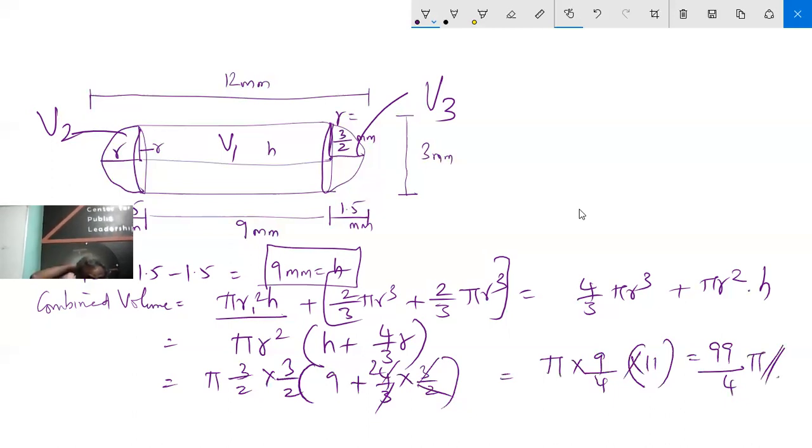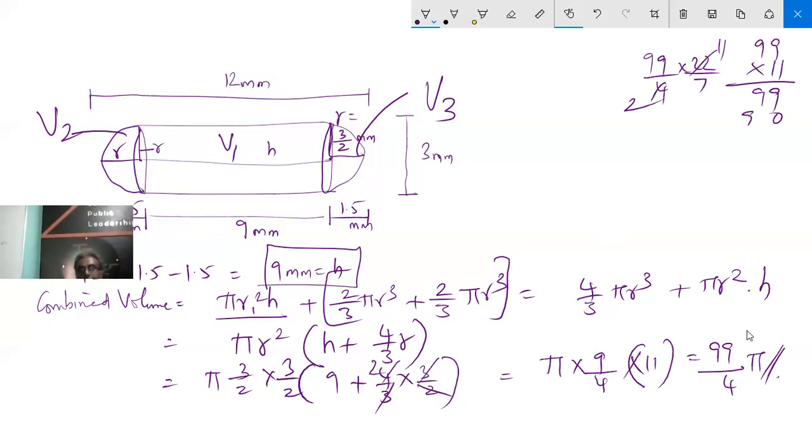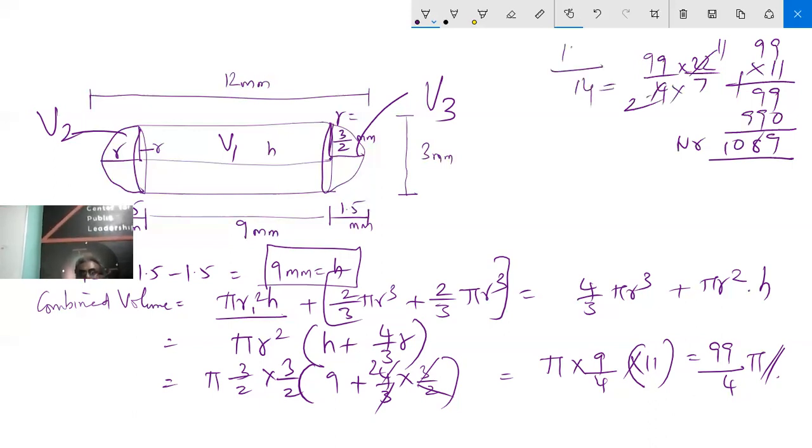Now, if you want to convert that into decimal places, then 99 into 22 by 7 by 4. This will go 2 times 11. So 99 into 11 is equal to 99 plus 990, 1089. Top, the numerator, is 1089. Denominator is 14, 2 into 7.